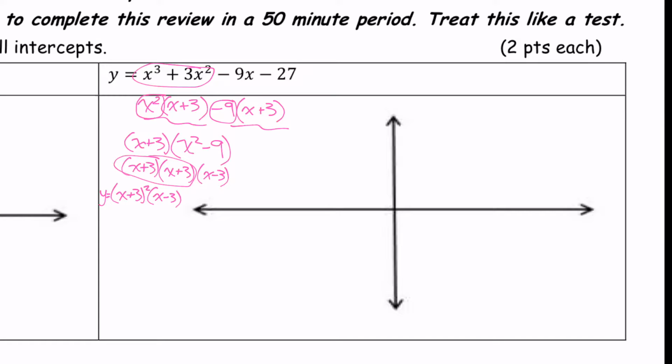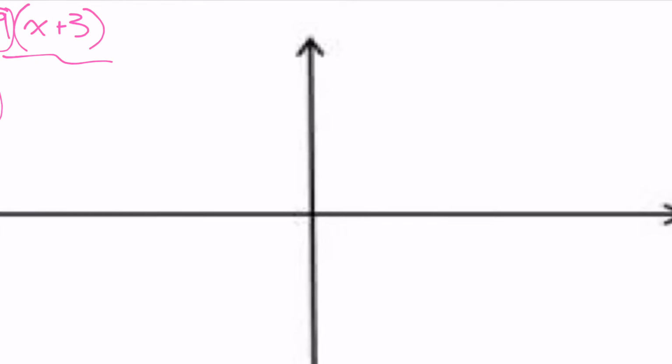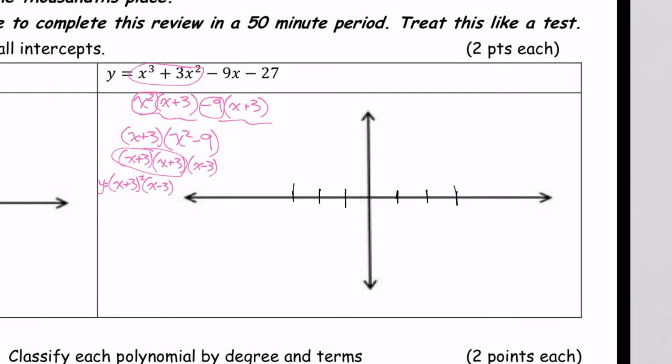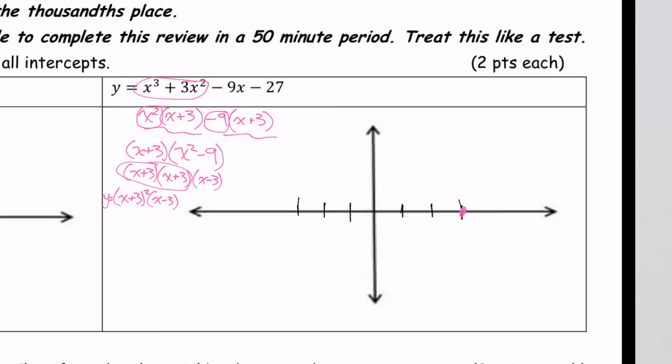So we can sketch our graph. So let's go ahead and mark some x values here. We need negative 3 and positive 3. So 1, 2, 3. 1, 2, 3. And let's go ahead and plot our zeros right there. And where is our y-intercept? Well, our y-intercept is at negative 27, so it's negative somewhere down here, 0, negative 27.